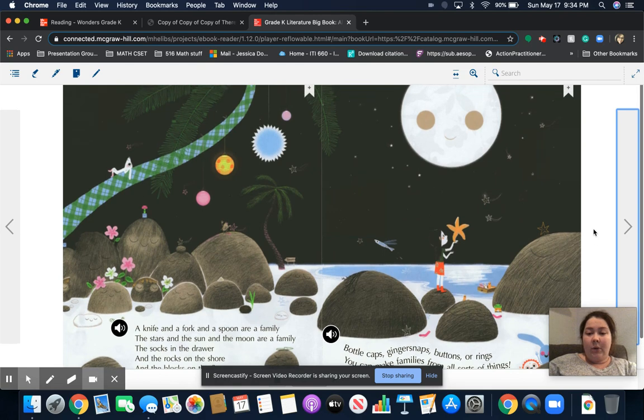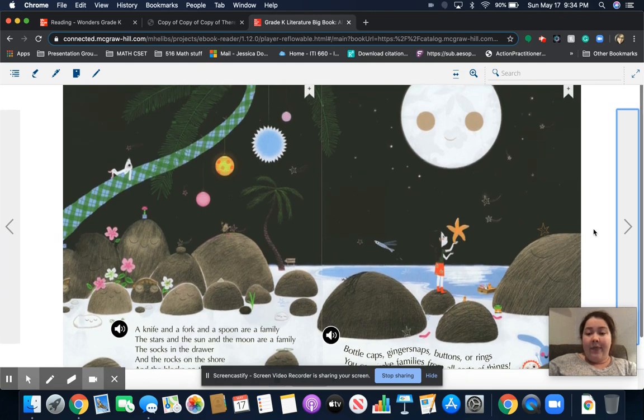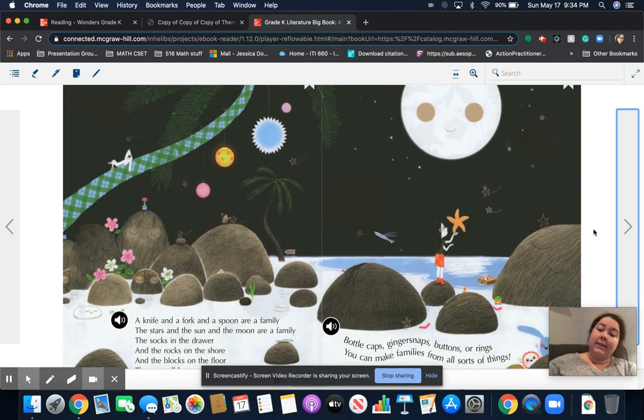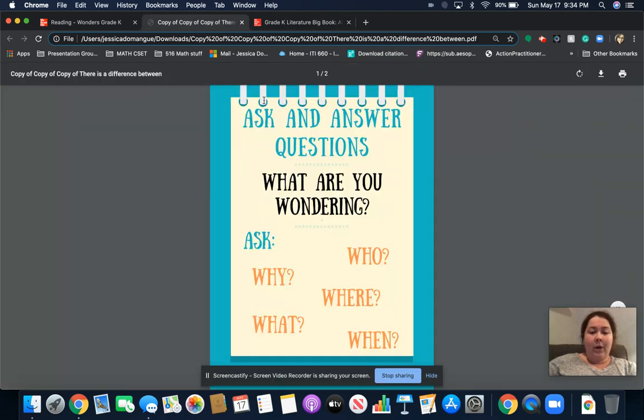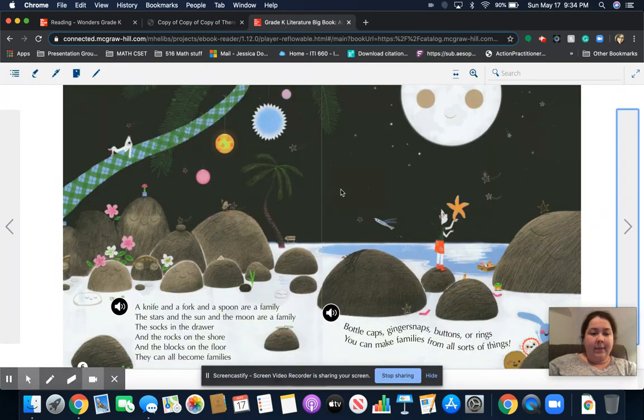So, scholars, we can see in our picture that families can be made of things that are alike and things that are different, just like in our essential question. So let's go back to our anchor chart and say, what are we wondering? What are we wondering when we look at this picture? Who is in the picture? We see some smiling rocks. I see a little animal, maybe a bunny up there. I see a girl. Where are we? It looks like we're at the beach, right? The shore.